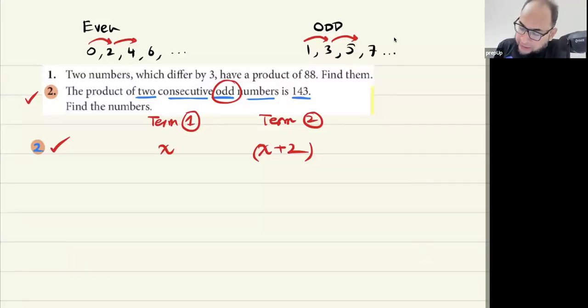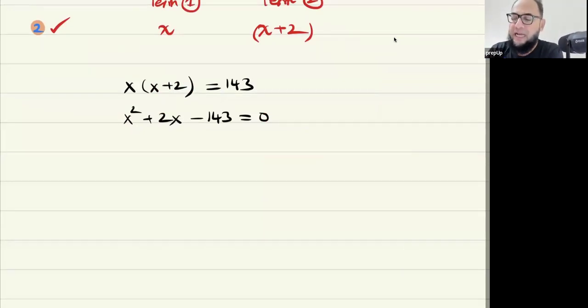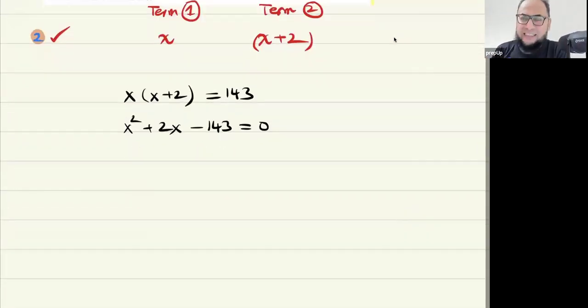So now the product of these 2 numbers is 143. x bracket x plus 2 is 143. x square plus 2x minus 143 is 0. Now I need to think. I need to use a calculator. Something like 13 into 14, that's 182. What about 11 into 14? 154. So I think let's go ahead and use the formula. So that would be better.